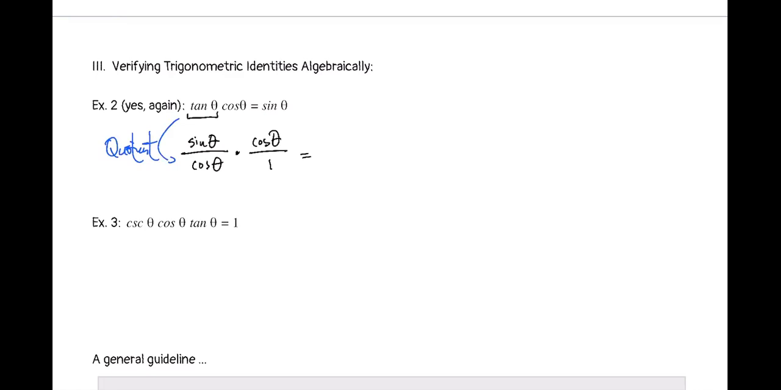All right, now here's one thing I'm going to be super picky about. You have to write the other side.